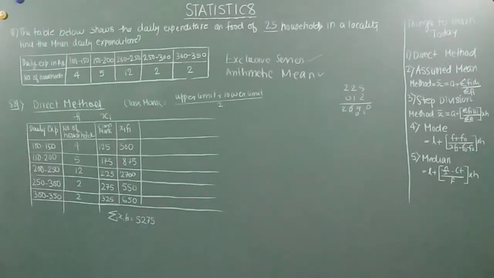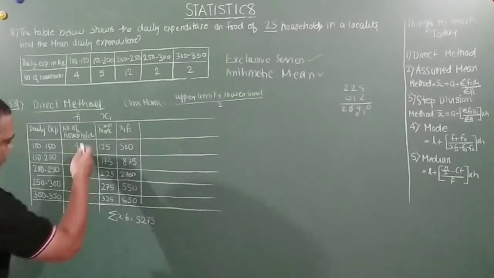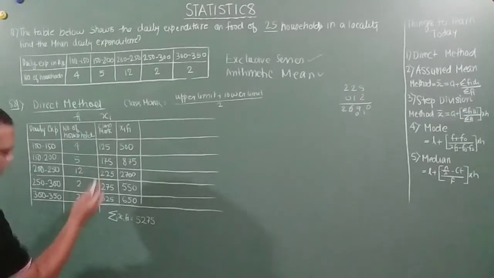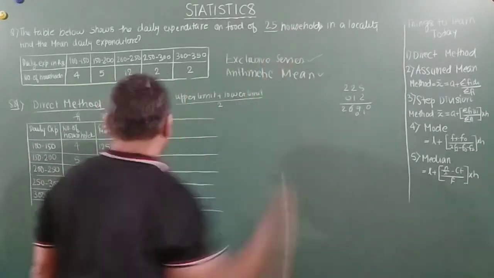5275. Right friends? Now sigma of fi will be how much? 4 plus 5 is 9, 9 plus 12 is 21, plus 2 is 23, plus 2 is 25. Anyway, it was given in the question only, 25 households.